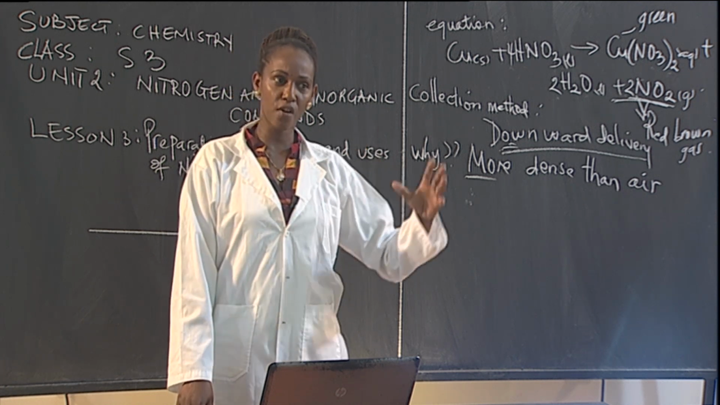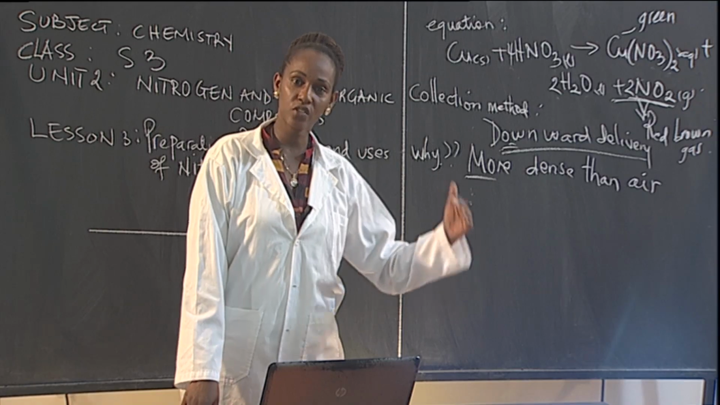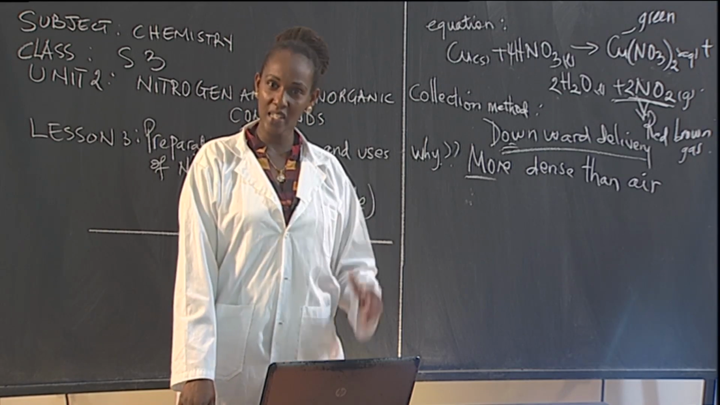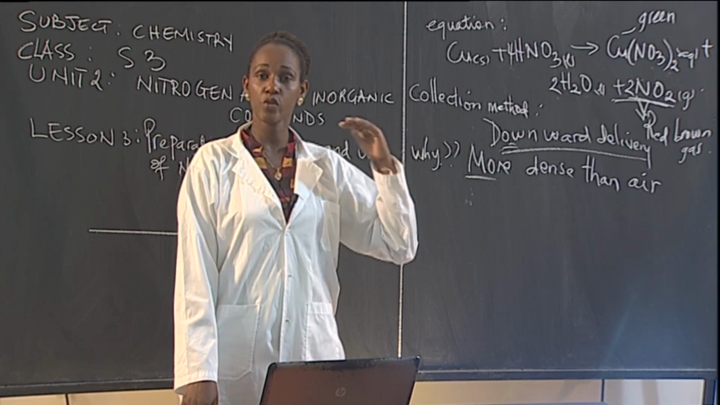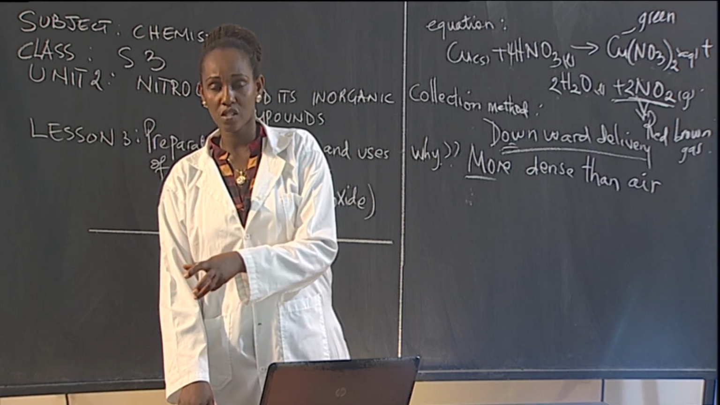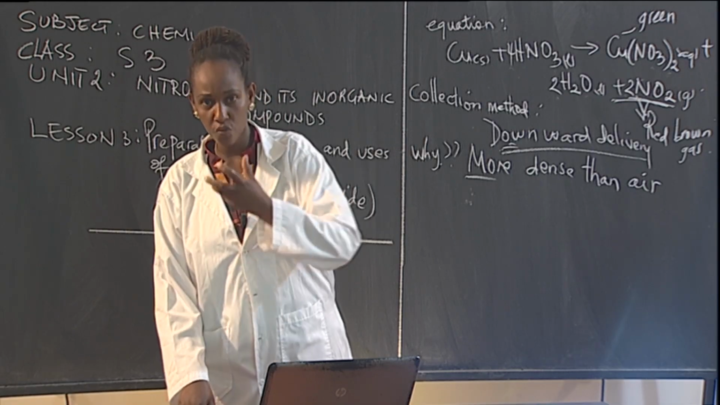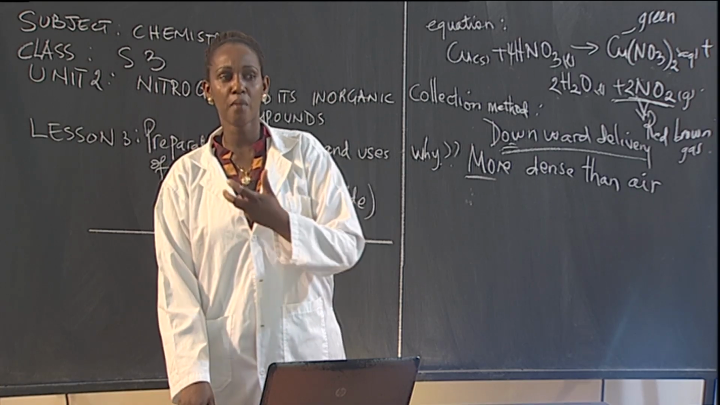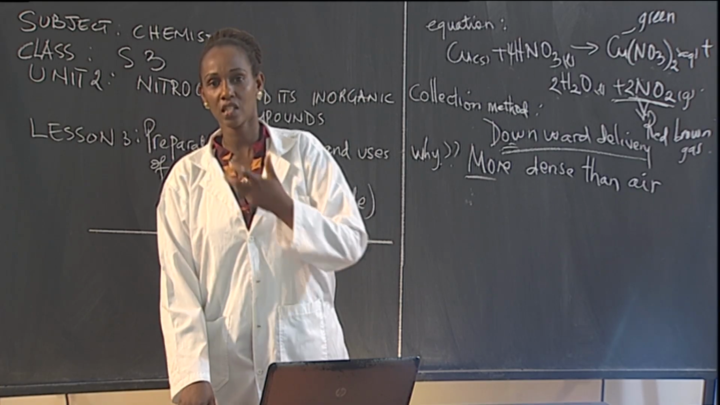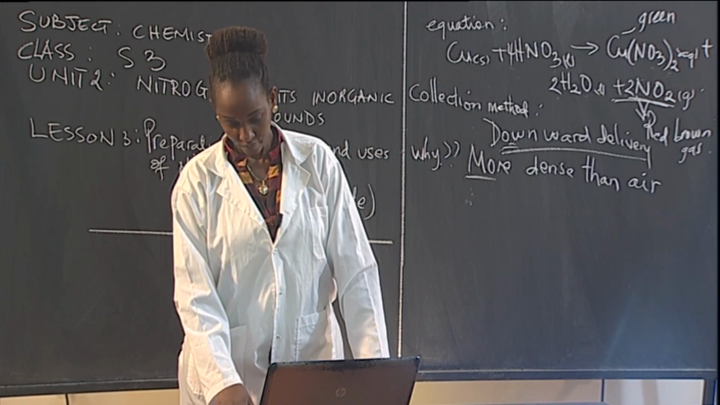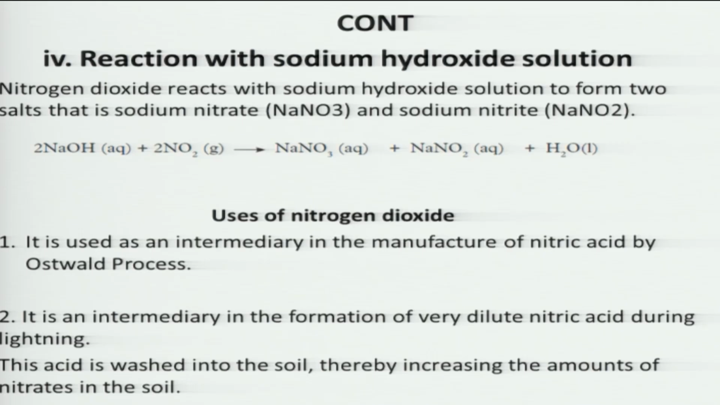So for the case of a burning spirit, when introduced in nitrogen dioxide, it is turned off. But for burning magnesium, it will continue burning because in the process, oxygen will be produced, which will boost the continuation of burning of magnesium in nitrogen dioxide. Right? Good.